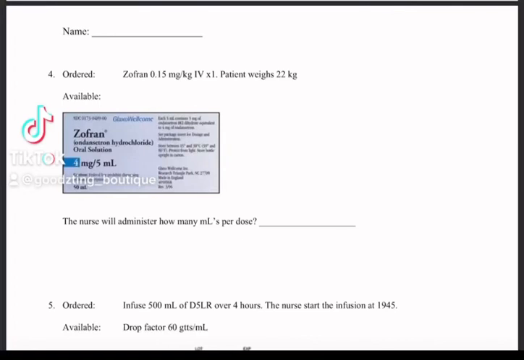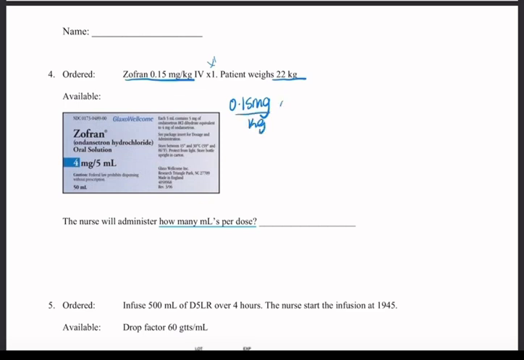Hey y'all, another one. It says Zofran 0.15 milligram per kilogram is ordered IV one time for the day. However, my patient weighs 22 kilogram. Because my patient already weighs 22 kilogram, I don't need to convert anything. But then the question asks me, how many milliliter per dose will I administer? So how I go about doing this, I say 0.15 milligram per kilogram times 22 kg.